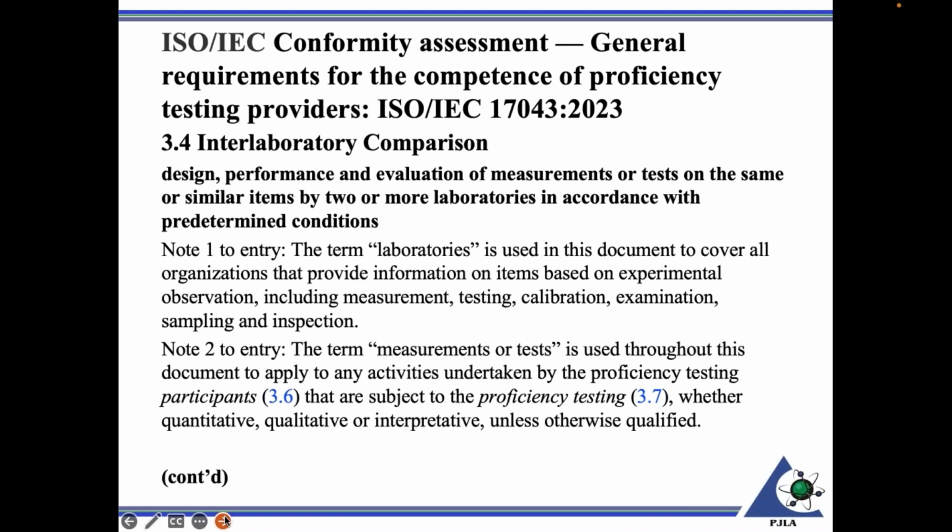If we go back to the activities that conformity assessment bodies get involved in, it could be observations, measurements, testing, calibration, sampling, examination, inspection. And the term measurement and tests is used throughout the document, which is in fact ISO IEC 17043, the document for formal proficiency testing accreditation, that even in there recognizes inter-laboratory comparisons. So when it uses the term measurements and tests throughout that document, it understands that these could be qualitative, quantitative, interpretive, and or otherwise qualified.